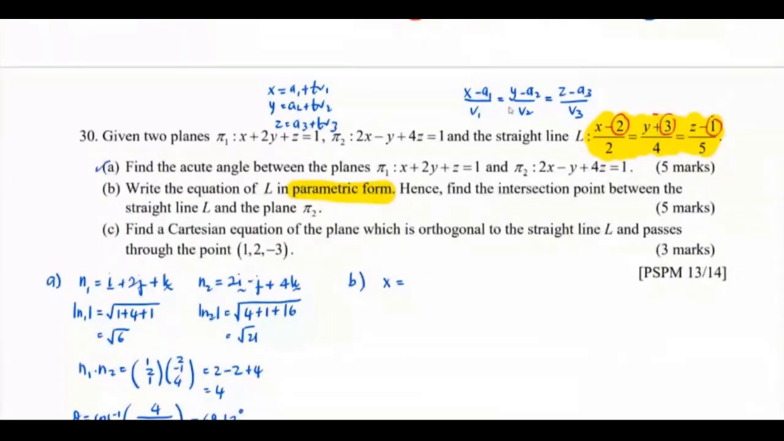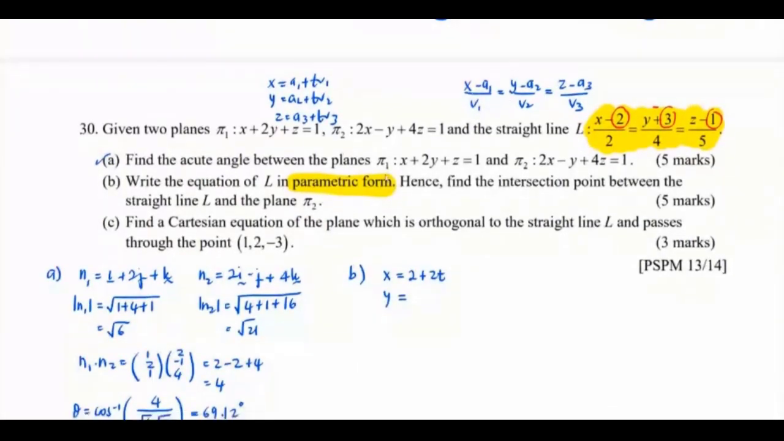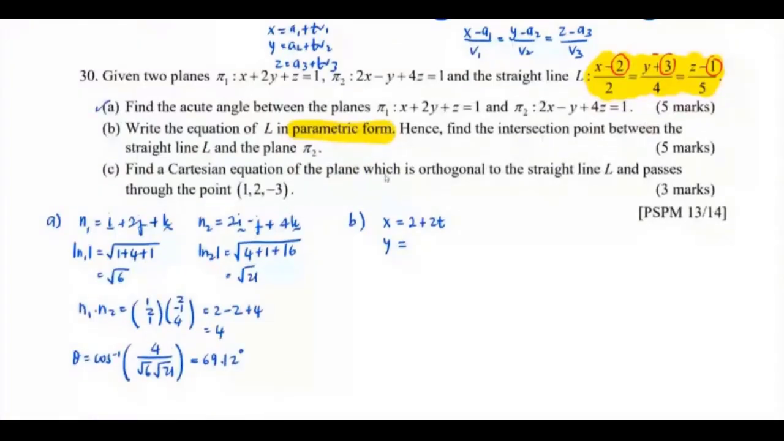So we're going to have x equal to 2 plus 2t. And your y, what do we get? Negative 3 plus 4t. And then the z we will get 1 plus 5t. Okay, so we are done with the parametric form.